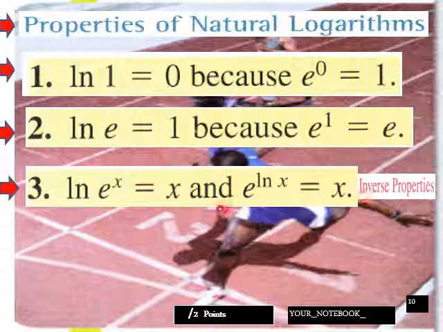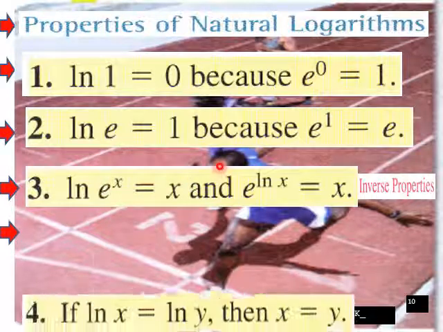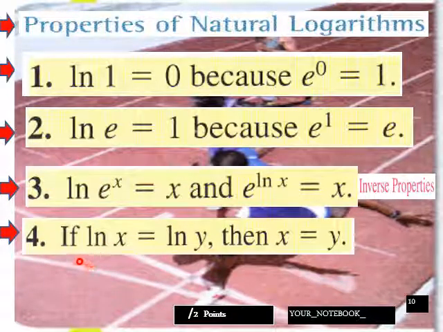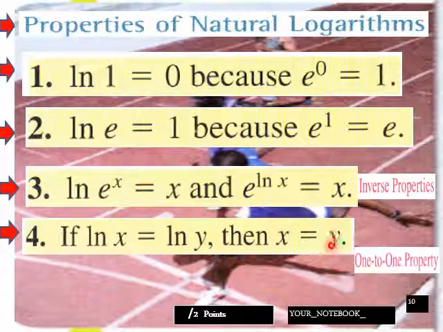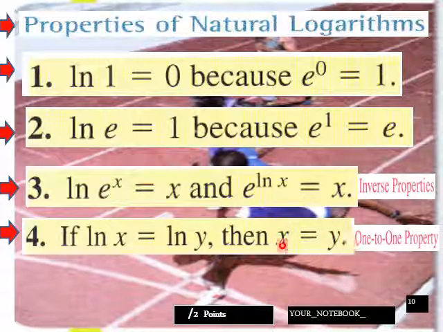These are inverse properties. Basically, you have natural log e to the x. These cancel, and the x will drop down, so that will equal x. And then for e to the natural log x, the e's will cancel, and then the x will equal x here. And then if natural log x equals natural log y, then x would equal y. That's the one-to-one property there.